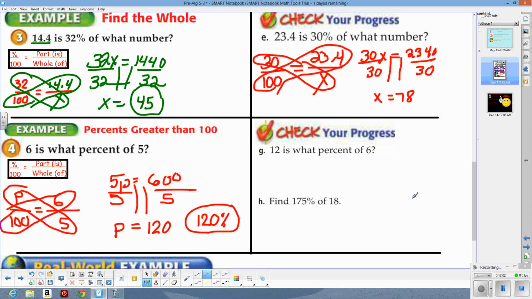You may want to try these next two on your own. 12 is what percent of 6? We don't know the percent, so I'm going to put down p. That always goes over 100. And then 12 is what percent of 6? Since it says of 6, that means 6 is our whole, and 12 is our part. And then I'm going to just go ahead and write down the answer since we've done a whole bunch of these at this point. This will work out to be 200%.